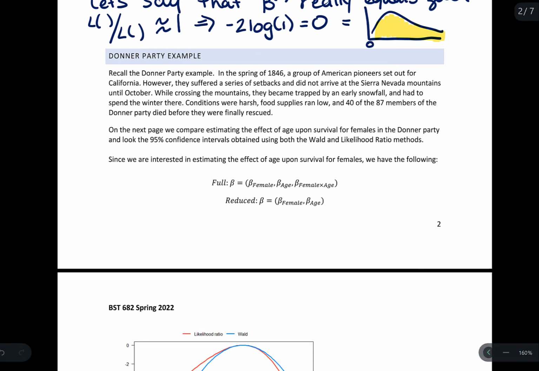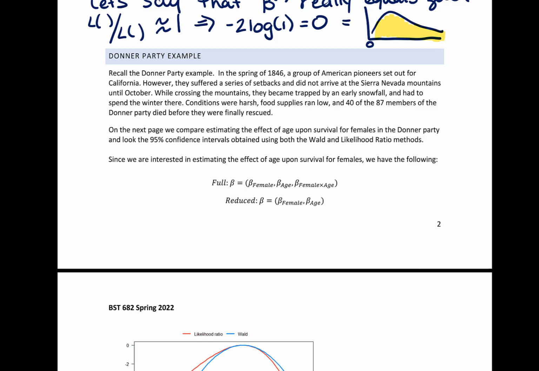So let's revisit that Donner Party example that we looked at in the last module. What we want to do is compare estimating the effect of age on survival for females in the Donner Party and look at 95% confidence intervals obtained using both the Wald and likelihood ratio methods. Since we're interested in estimating the effect of age on survival for females, what we're really interested in here is the interaction term.